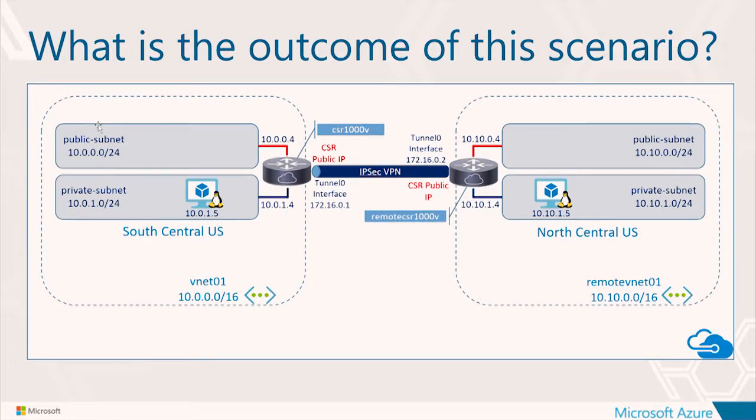Now on the right-hand side, it is very much the same type of deployment. We have a virtual network in the North Central US region with two subnets, again an Ubuntu virtual machine deployed in the private subnet, and a CSR 1000v that's deployed in both subnets. And the final thing we'll be doing as a part of the lab is that IPsec VPN configuration to set that up and validate connectivity.